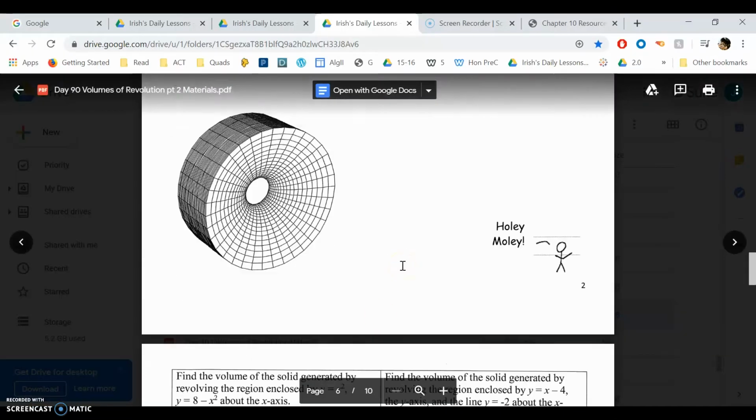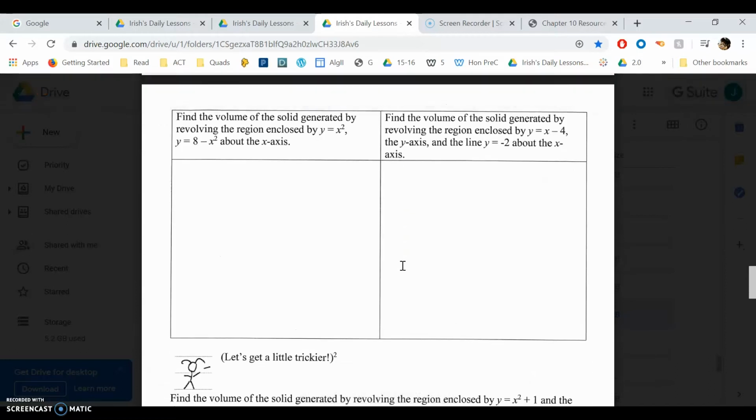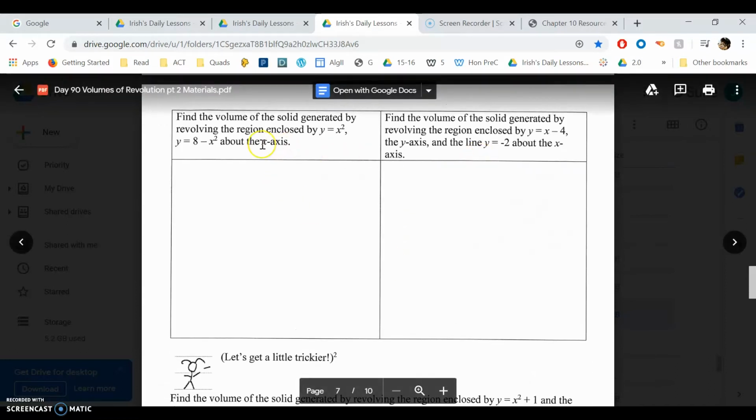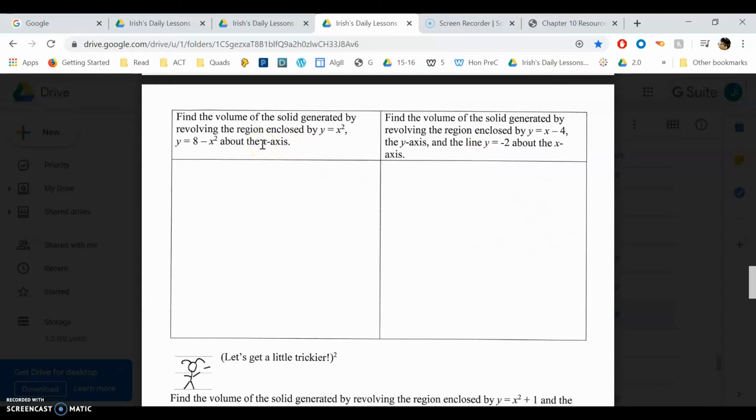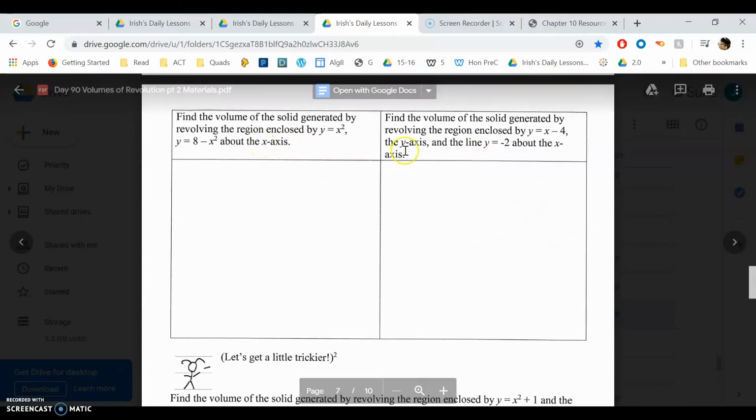Here you go. Here are the two problems right here. See if you can do this one. Pause the video, see if you can get the integral. Ooh, see if you can get that one too.